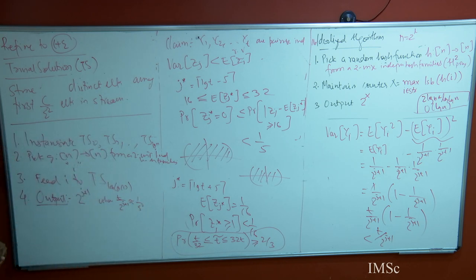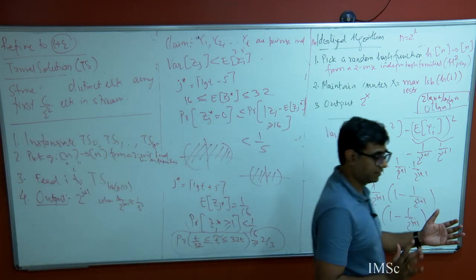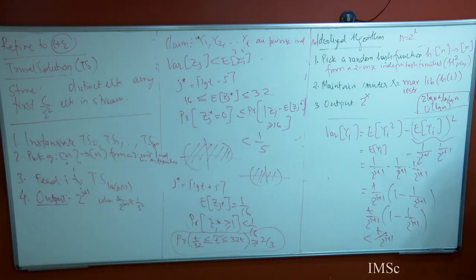One over epsilon square. This is an algorithm. We are instantiating log n plus 1 trivial solutions, okay? So what does a trivial solution do? It just takes a certain number of first set of elements and that's it, okay?